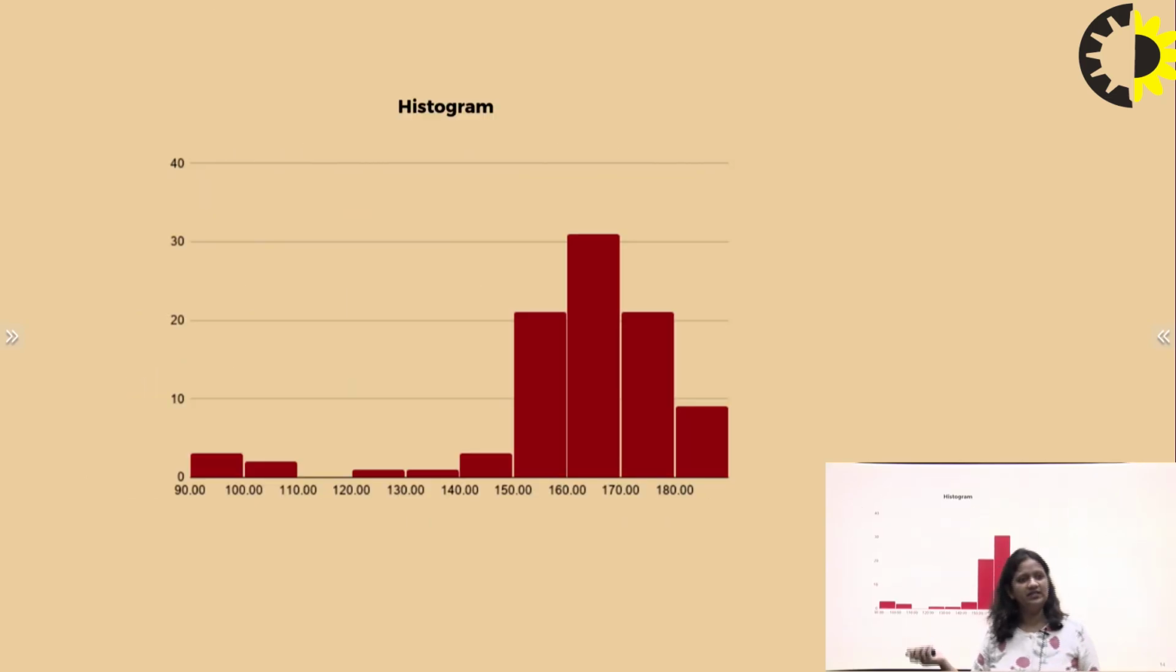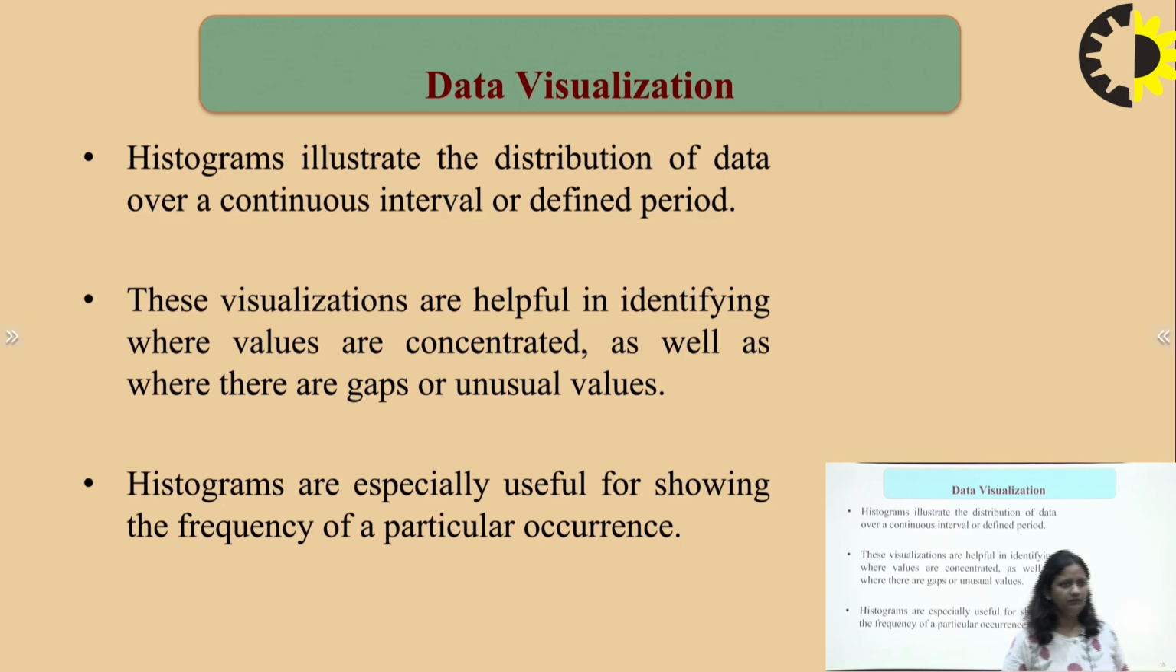On this diagram, we can easily understand where there are gaps. Using the histogram, we can see 90 to 100, then 100 to something, then there is a blank. That means for this period of time, the product or project did not work well. So by using a histogram, we identify in which interval our project or product does not work well. Histograms are specifically useful for showing the frequency of a particular occurrence.